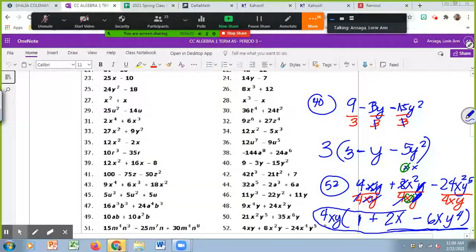All of these. Alright? That was a lot. Yeah, but remember we keep doing the same thing, okay? So get the GCF of the number. Get the lower power. Alright? Okay.